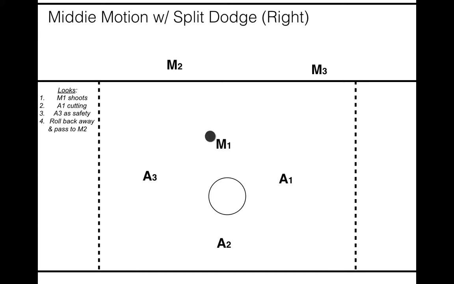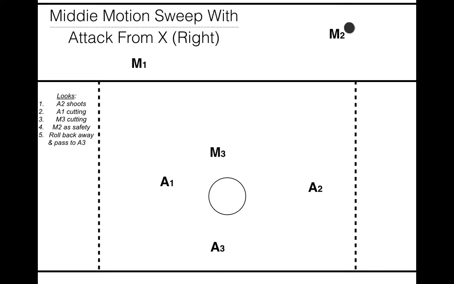That's how that looks. Next, let's look at starting the play with a sweep from our midfielders up top. So this is a midi motion sweep with the attack from X.